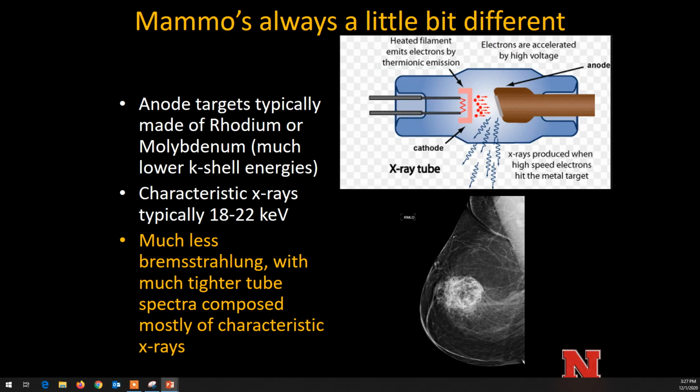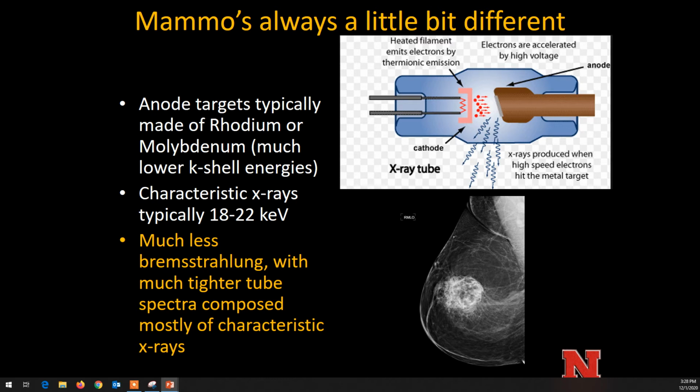All right, mammography always deserves a little bit of special attention because it's a little bit different than your typical CT or radiographic setup. The anode targets are typically made of rhodium or molybdenum. That's because they have much lower K-shell binding energies. It results in characteristic X-rays that are typically 18 to 22 keV. There is much less Bremsstrahlung interaction, which leads to a much tighter tube spectra composed mostly of characteristic X-rays.